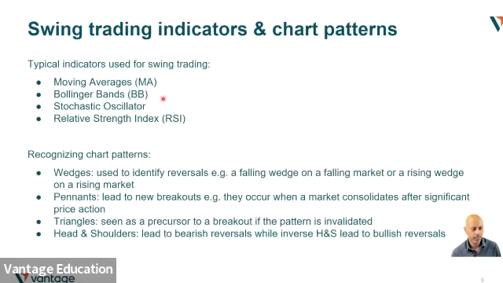Then you also have the stochastic oscillators, which help us again identify overbought and oversold positions. So we'll be looking at a couple of examples of how we can use the Bollinger Bands and stochastic as well. And of course, we have the relative strength index, RSI, that can also help us. It's another oscillator that helps us identify potential overbought and oversold positions.